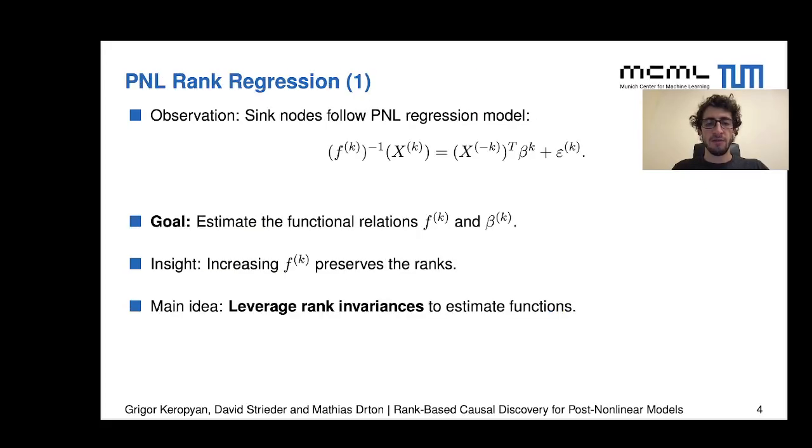In order to estimate functional relations in PNL models, the key observation is that every sink node follows a PNL regression model given all the remaining nodes. Since the function f_k is strictly increasing and continuous, it's invertible and preserves the ranks of its arguments. The main idea is to leverage this rank invariance to estimate the functional relations.